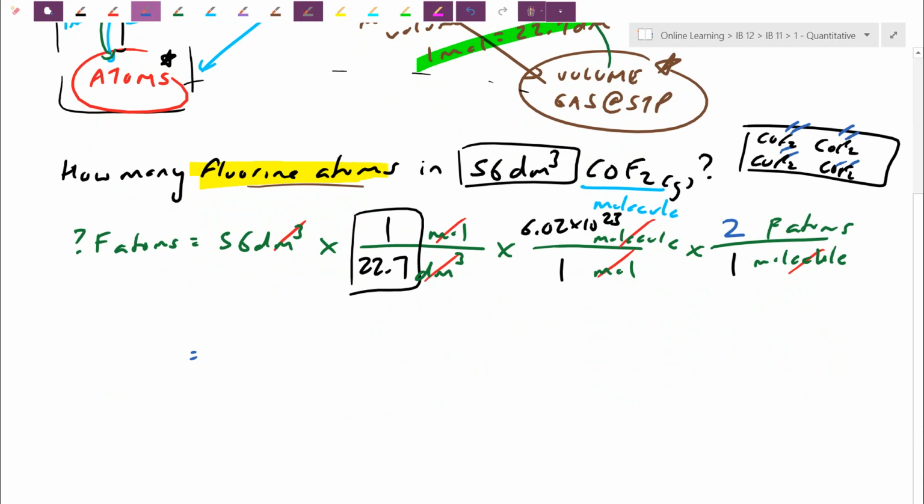Numbers on top you multiply, on the bottom you divide. So I would type this in here, 56 times Avogadro's times 2 divided by 22.7. Double check my numbers. I got here 2.97, so let's make it 3.0 times 10 to the 24 F atoms.